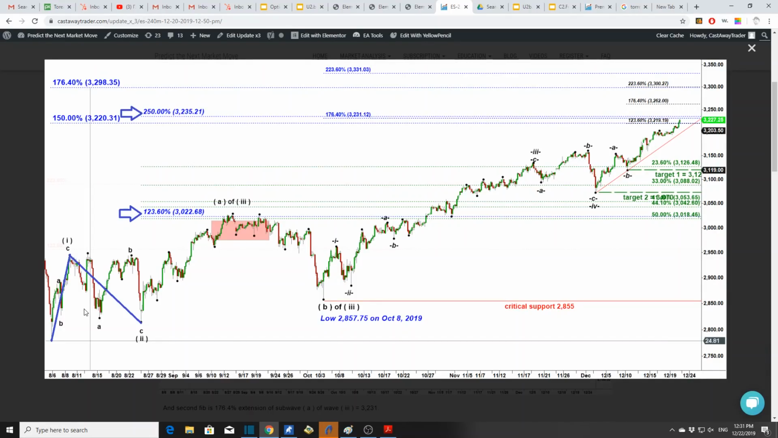You can see that ES Mini is about to hit a very important dense cluster of FIBs. If you measure wave 1 up from the bottom of wave 2 down, 250% extension, which is very typical for wave 3 up, is 3,235.